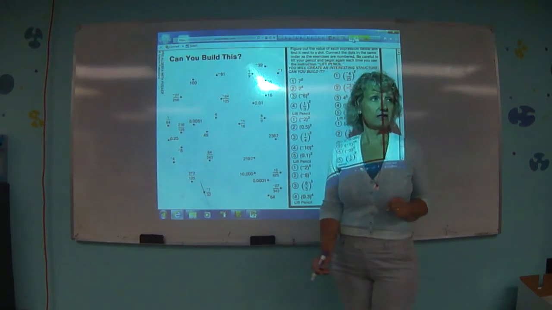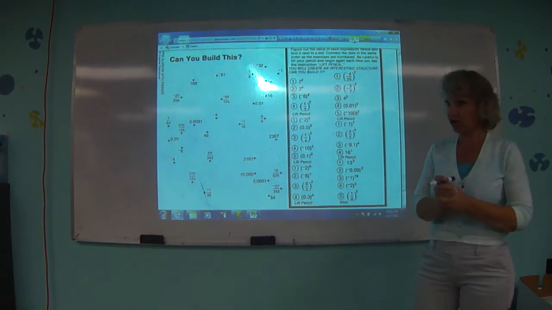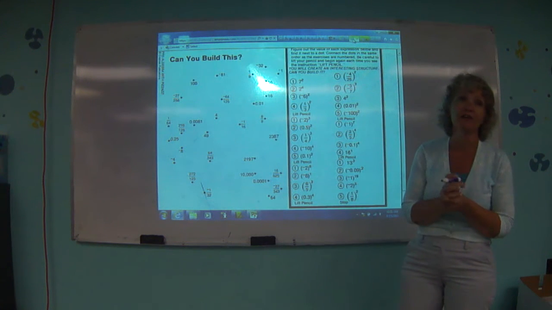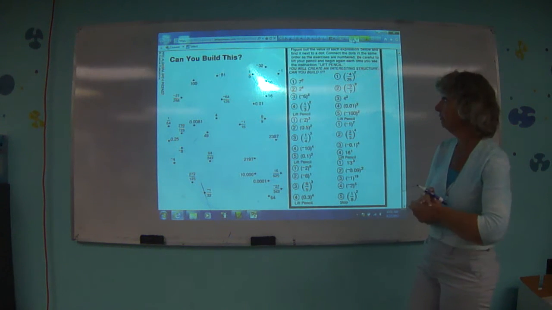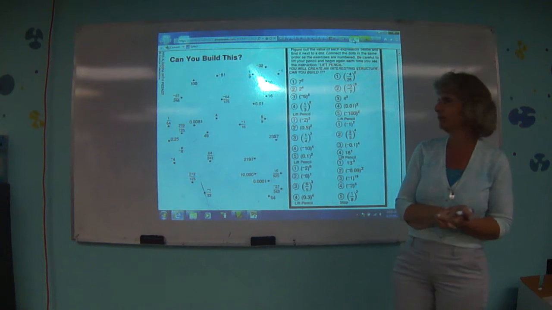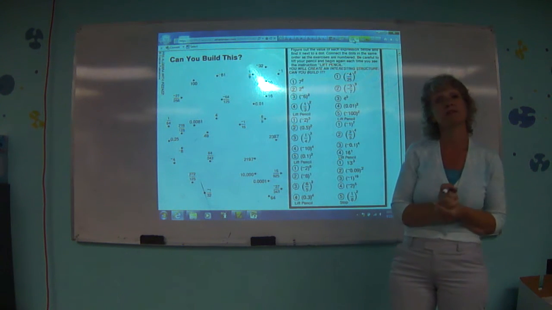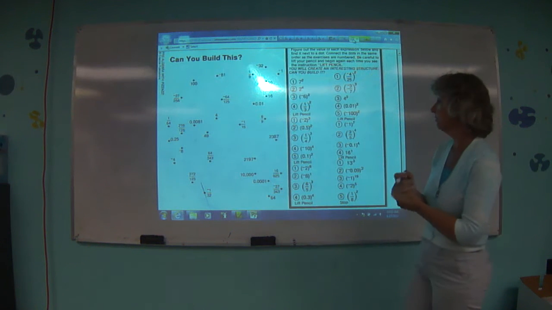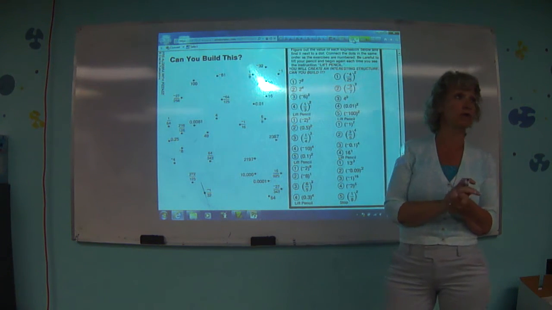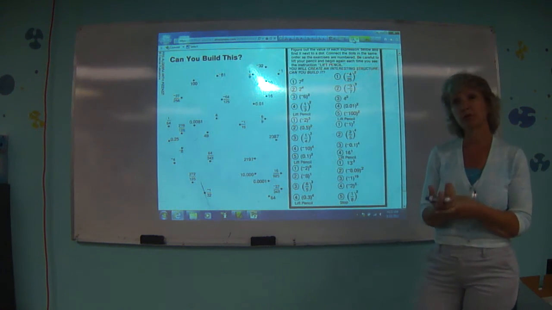Can you build this? This is another dot-to-dot exercise, only to figure out what dot you're going to, you have to do the exponents. These are all numbers, and it might be the one you want to start with, but it's completely up to you which one you do first. Again, these are due a week from Friday, probably a week from Thursday.